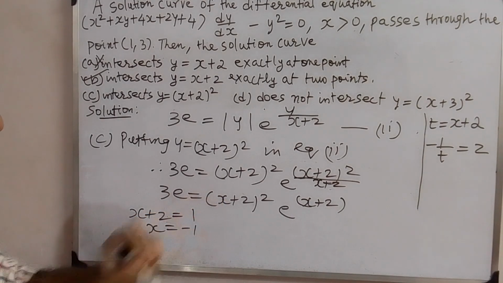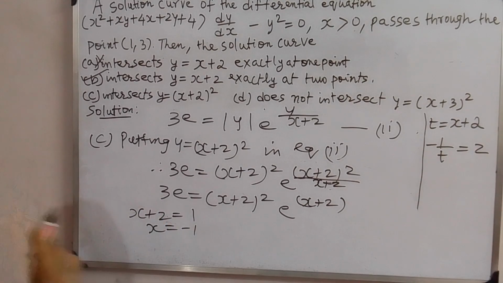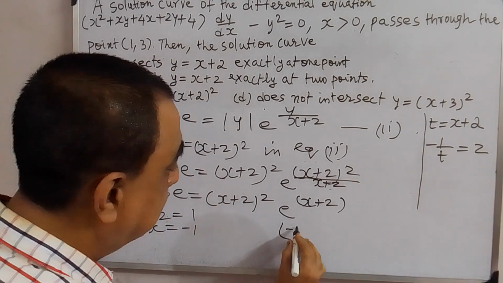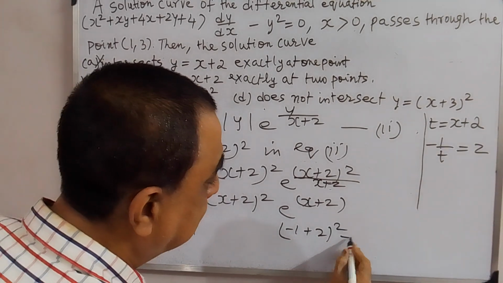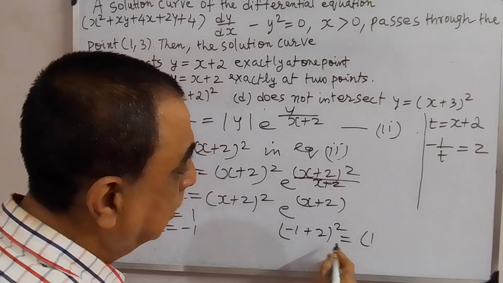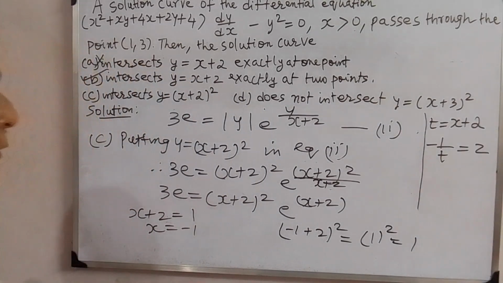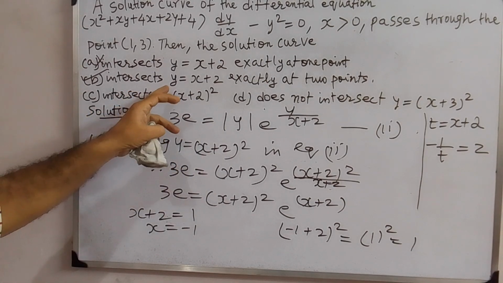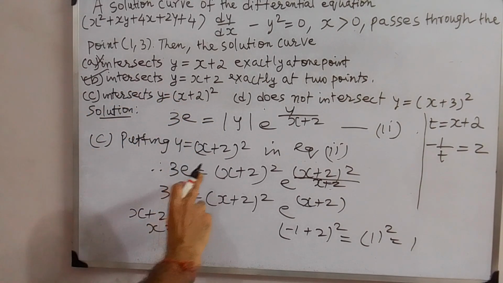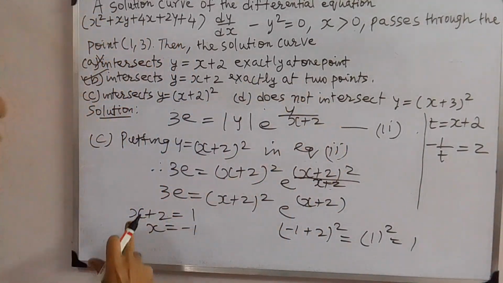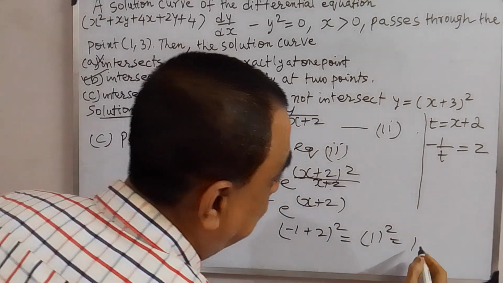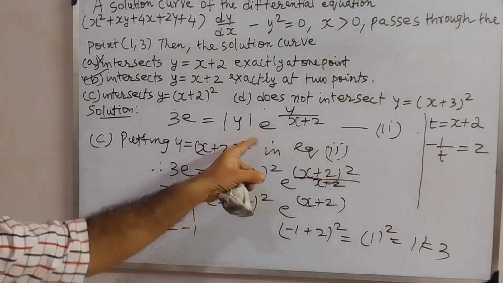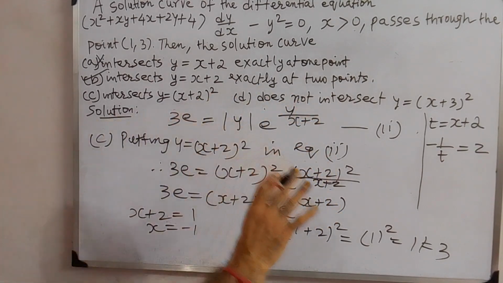Now put x equals minus 1 here. This should then equal 3. So when I put x equals minus 1, minus 1 plus 2 whole square. What am I getting? Minus 1 plus 2 is 1, so 1 whole squared is 1, which is not equal to 3. So this equation, y equals x plus 2 whole square, does not satisfy the equation of the given curve. So 1 is not equal to 3. Okay, so it does not intersect.